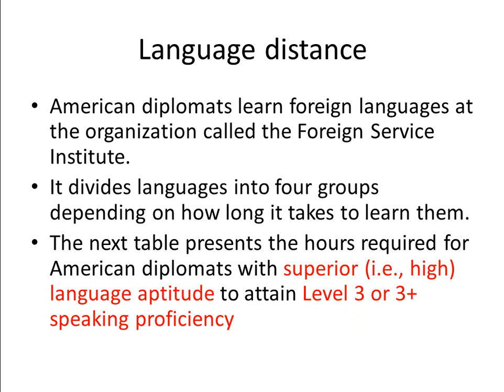And here we have some very interesting data. American diplomats. Diplomats are people who represent your country in foreign countries. So diplomats go to foreign countries and represent your country there. And American diplomats learn foreign languages at the organization called the Foreign Service Institute. I'm not quite sure if we still have this, but let's assume that this still exists. This organization divides languages into 4 groups depending on how long it takes American diplomats to learn them. And the next table presents the hours required for American diplomats with superior language aptitude to attain level 3 or 3+ speaking proficiency.